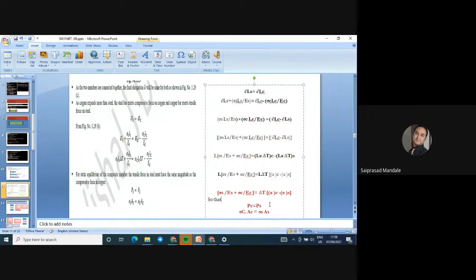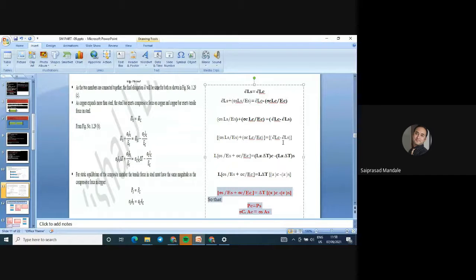Because the reaction is the same, whatever the tensile force or compressive force applied by the copper over the steel, or the steel over the copper, the magnitude of both forces will be the same. So I have written here P_C is equal to P_S. In terms of stresses, stress is equal to force per unit area, so force is equal to stress into area. These are the two important formulas that we require for the numerical solution.